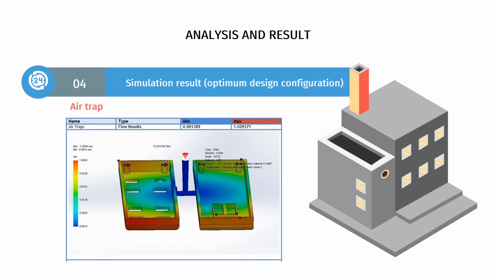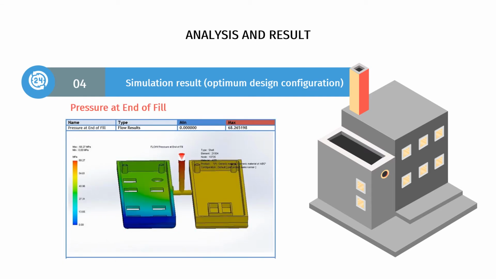Next I will explain about the air trap. For the air trap, the flow result, the minimum time is 0.001389 second and the maximum time is 1.029371 second. In the air trap result we can see where the air traps are in the component. From the result we can see more air traps in the screw component.